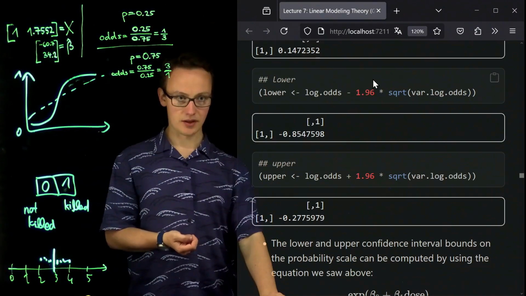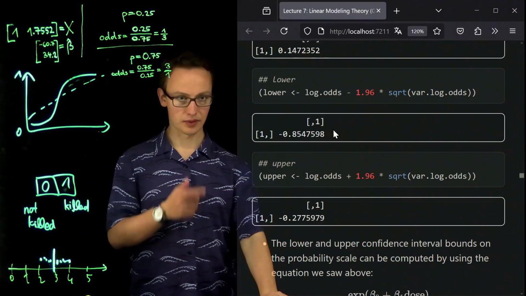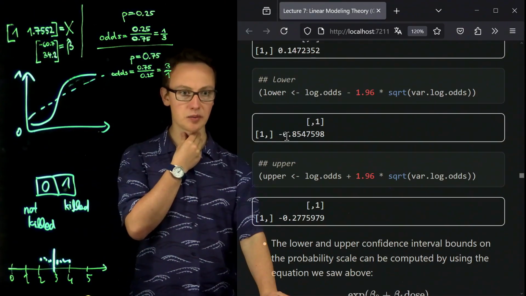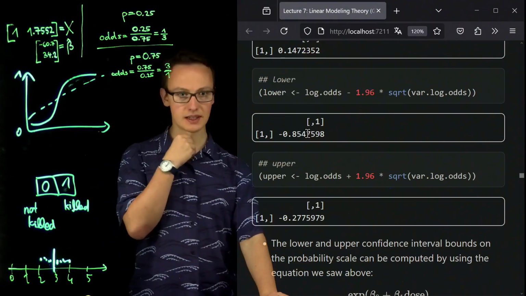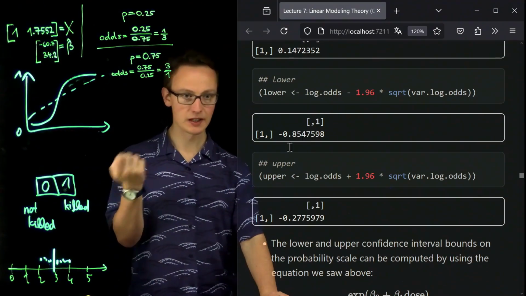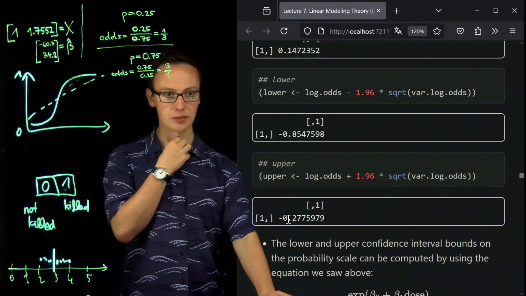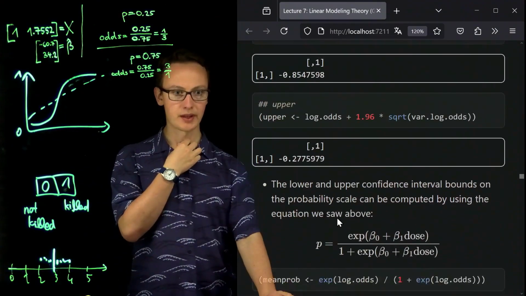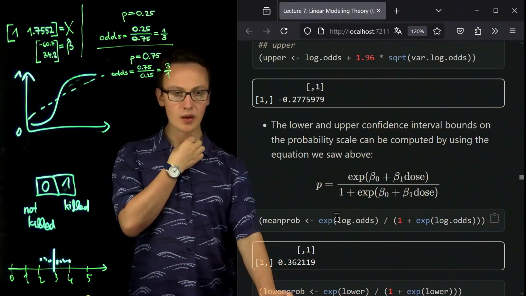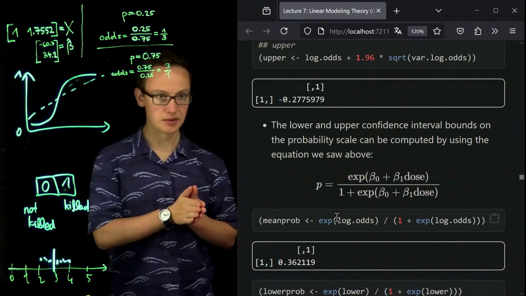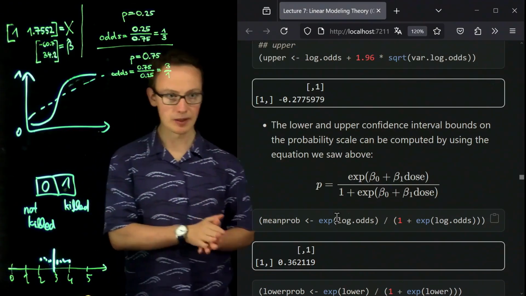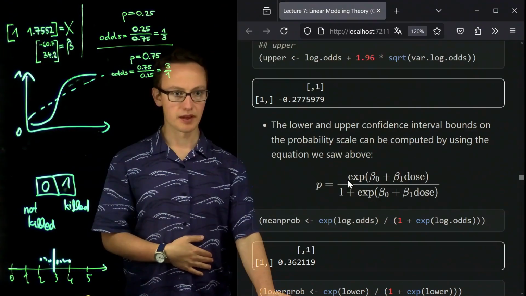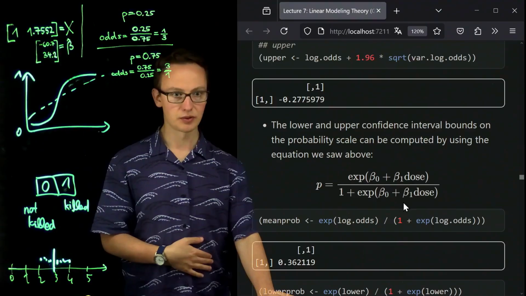So the result we get for the limits of the confidence interval in this case would be minus 0.85 expressed in log odds for the lower limit, and minus 0.2776 for the upper limit. What we could also do now is to convert each of the two limits into probability scale again. We could do that by applying our usual formula, right?